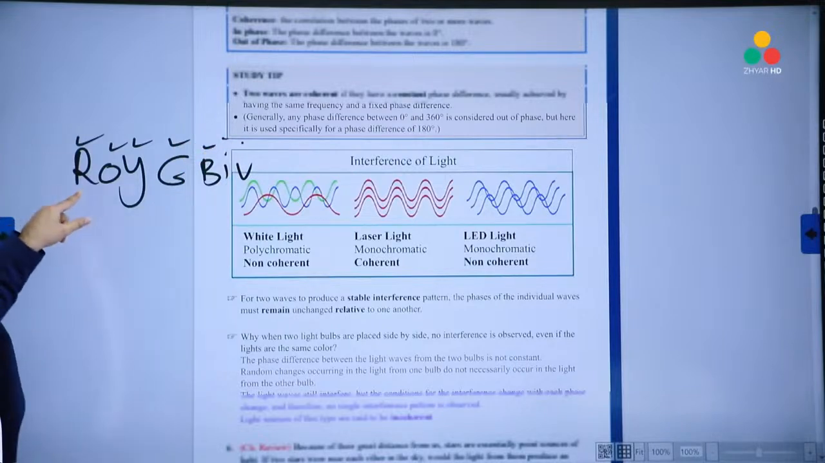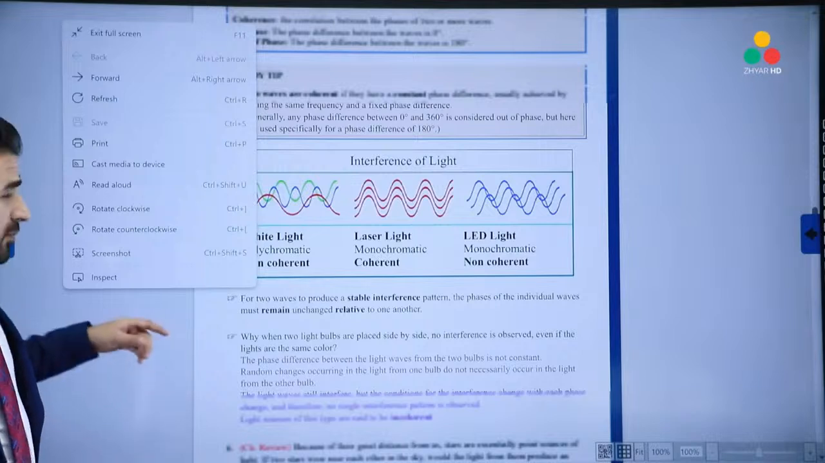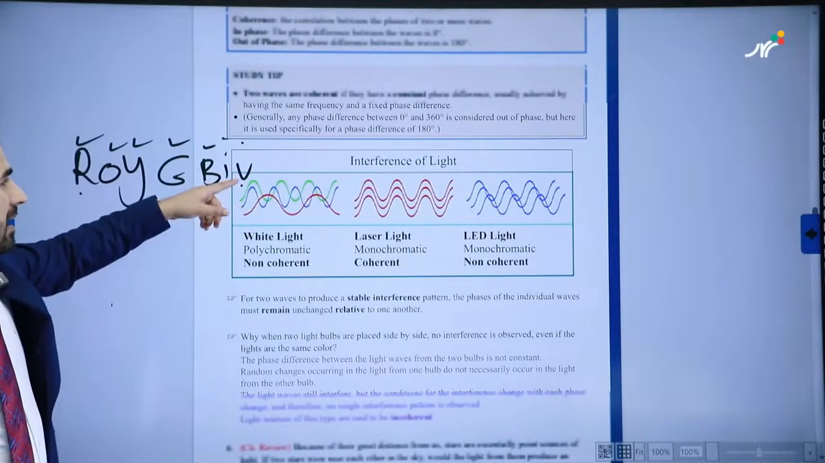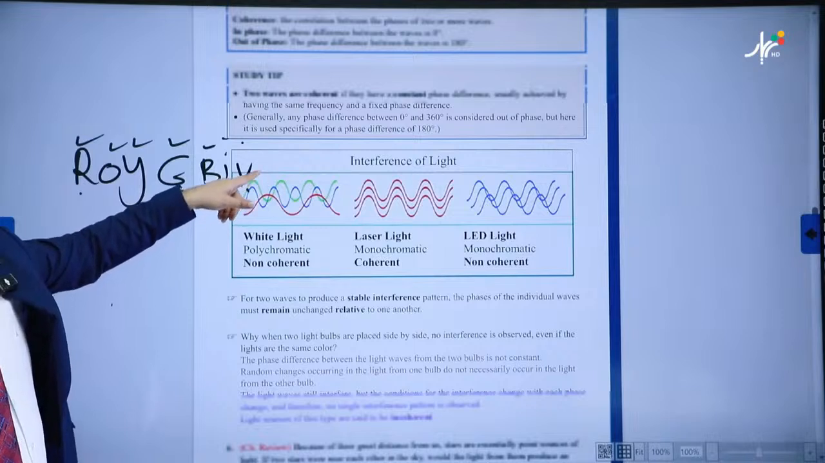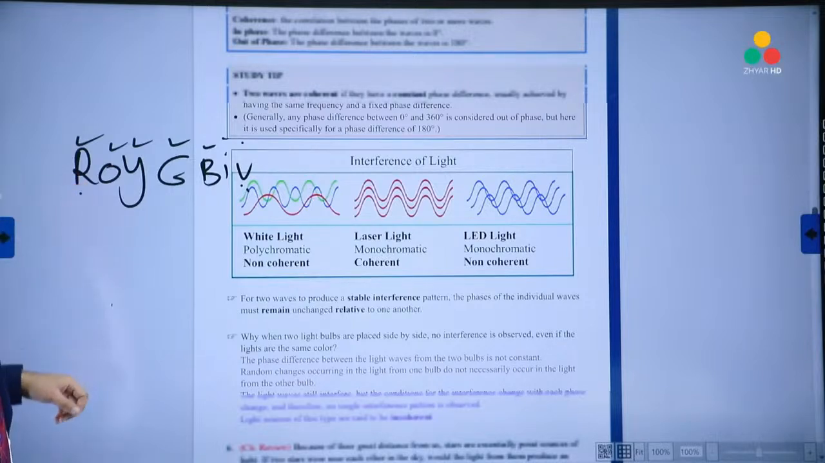We know that red has the longest wavelength and violet has the shortest wavelength. Violet has the shortest wavelength, that means the highest frequency, the highest energy. Red has the longest wavelength, the lowest frequency, and of course the least energy as well.